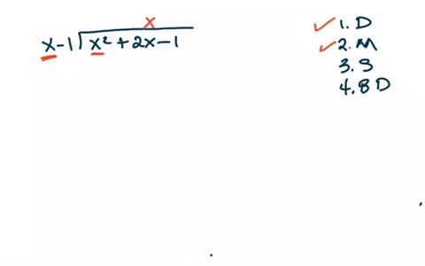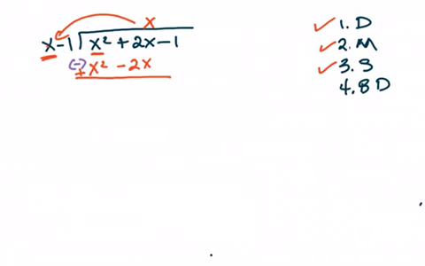Next, I multiply. What is x times x? Well, it's x squared. What is x times negative 1? Well, it's negative x, matter of fact. All right, that was number 2, I multiplied. Number 3, I'm going to subtract. Now, before I subtract, I have to change the signs. Right now, this is a positive. I'm going to change it to negative. This is a negative. I'm going to change it to positive.